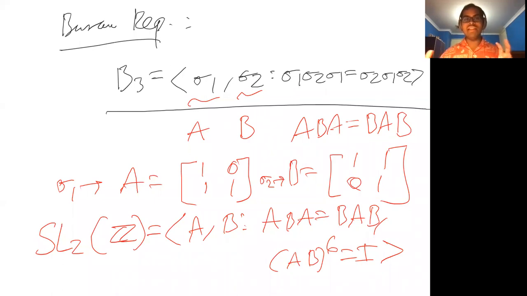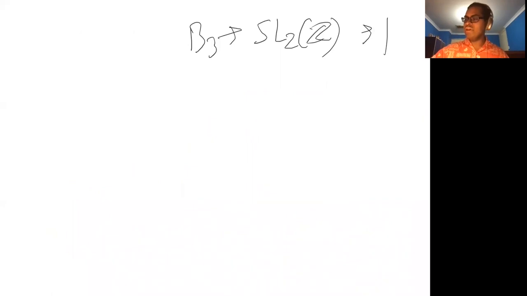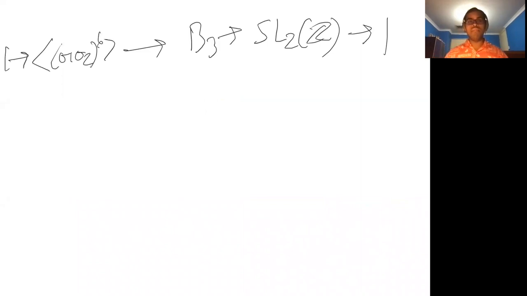However, we can actually explicitly write down a short exact sequence and find the kernel. And I'm going to write that down on the next board. So we can say the kernel is just generated by this extra relation. So you have this map B3 to SL2Z, which we defined. It's surjective. And the kernel is just generated by this (AB)^6, which is (sigma 1 sigma 2)^6. And that's a short exact sequence.